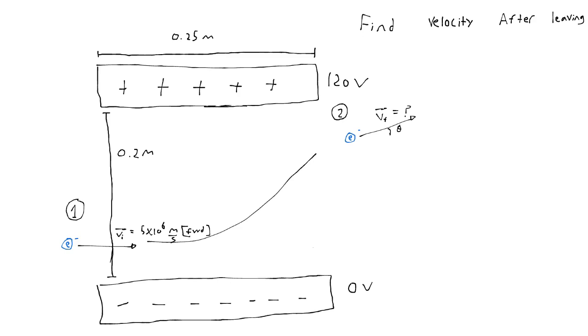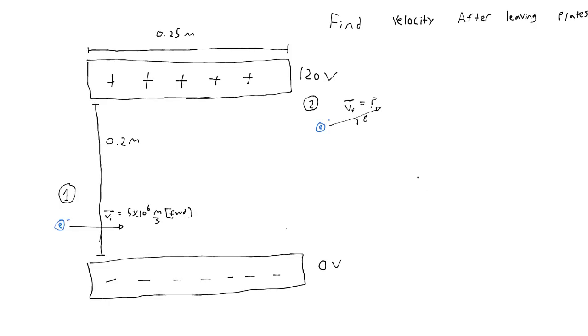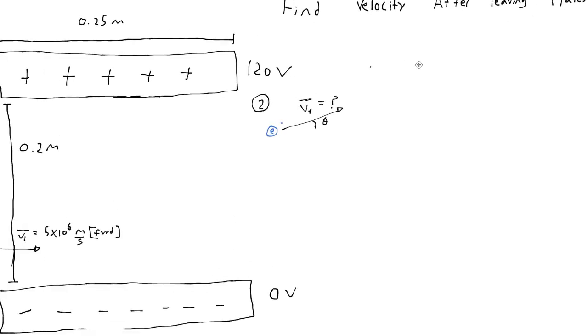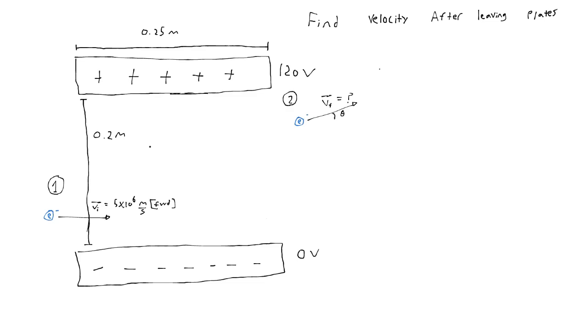So we also have the length of the plates, and then the height of it, and then also the voltage of it. So using this information, we can find the final velocity. So it's kind of like a projectile motion problem here, because it's going to have constant acceleration inside the parallel plates. So we can therefore find the final velocity using projectile motion equations. So first things we're going to do, let's find the flight time.